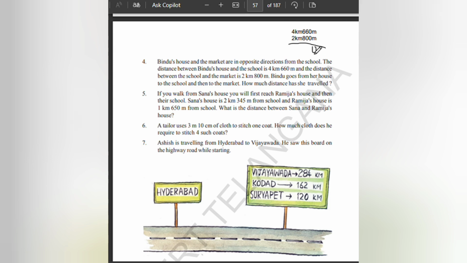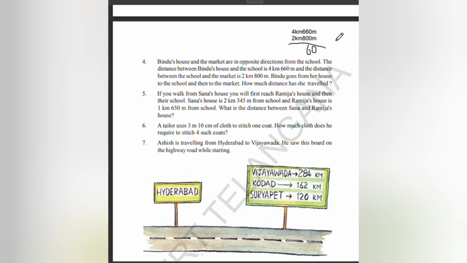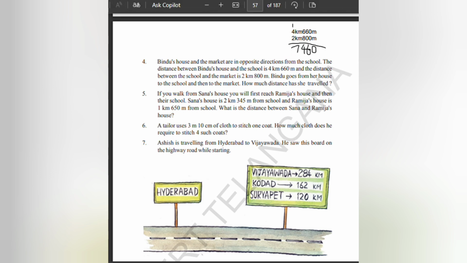6 plus 0, 6. 6 plus 8: 6 plus 6 is 12, 6 plus 7 is 13, 6 plus 8 is 14. 4, balance 1. 4 plus 2, 6, plus 1, 7. So 7460. 7460 means what?